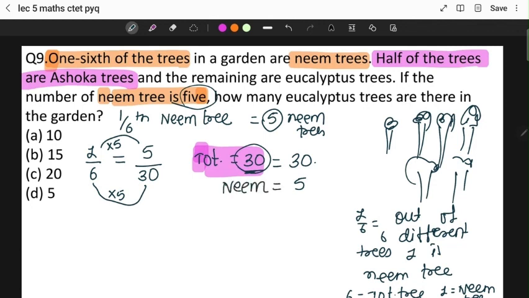5 are neem trees, right? And Ashoka, how many Ashoka trees are there? Half of 30. Half of 30 means 15. Got it? So we now have to find out how many eucalyptus trees there are.